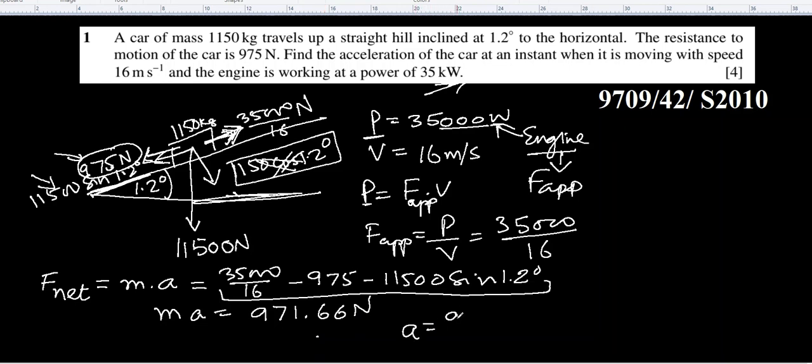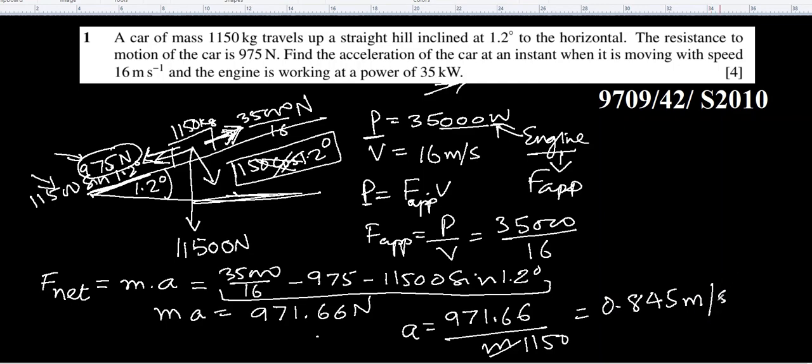Now we want to find the acceleration. So acceleration will be 971.66 divided by the mass, and the mass is 1150. So 971.66 divided by 1150 will give us 0.8449. So I can write this as 0.845 meters per second squared.